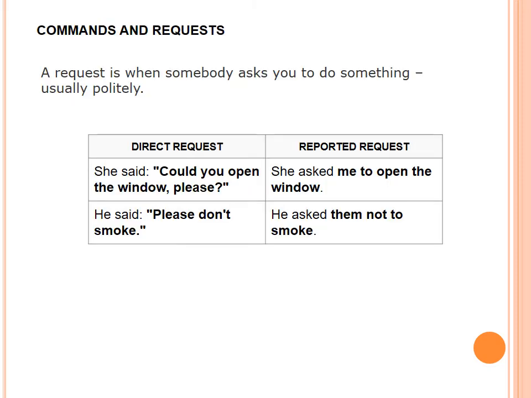Commands and requests. When we report commands and requests, we're going to use the to infinitive. For instance, she said, Could you open the window, please? She asked me to open the window.